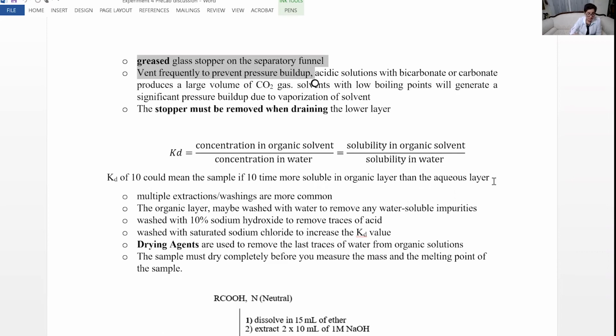And then you often do multiple extractions. Multiple extractions and multiple washings are more common because the first time you're not getting 100% of the desired compound. So you do multiple extractions.